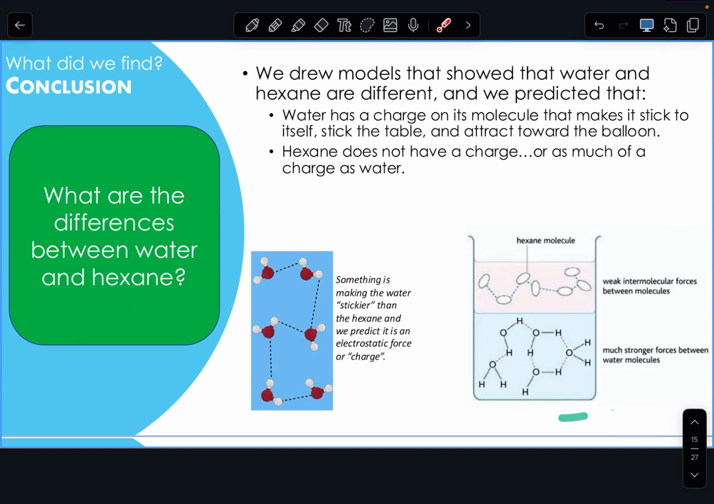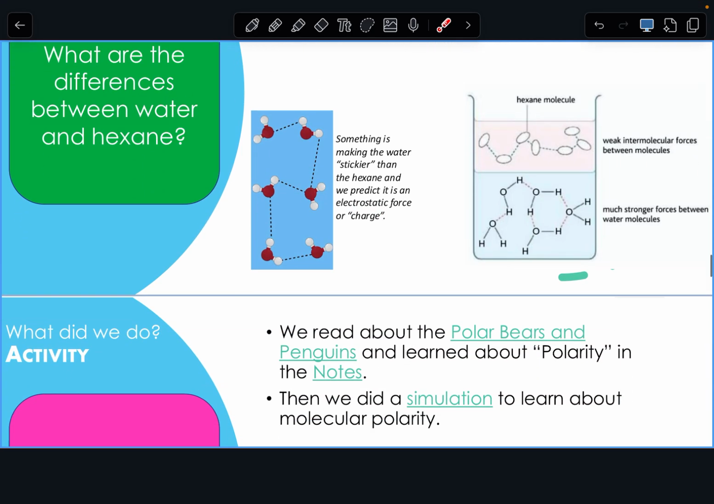Okay, but I made you draw a model. Tell me now, what makes hexane and water different? Well, the only thing that we knew at this point, we knew a lot about charges. So we said there must be something about water that is making it stickier, that's making it stick to other water molecules, okay? And the hexane, sure, it's sticking to other hexane molecules. If it wasn't, it wouldn't be a liquid, but it's not as sticky as water is. So we know about electrostatic force, which are these positive and negative charges, and we kind of took off from there.